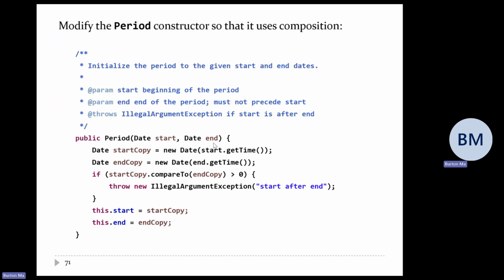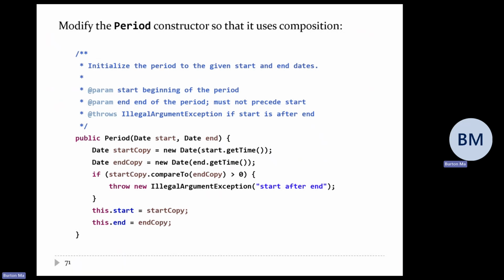So remember, when you're implementing a composition, in this particular case, we have to copy the input start and end objects before we assign them to our fields. So we make a copy of the start time. There's our start copy. We make a copy of the end time. There's our end copy.